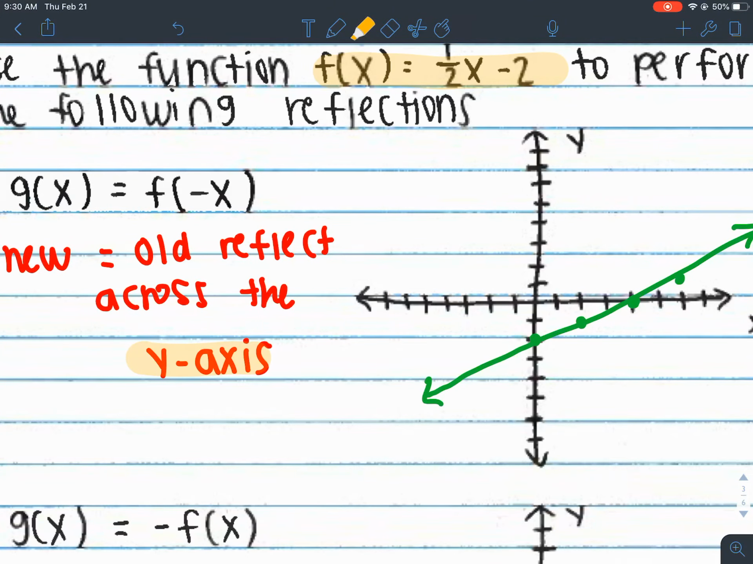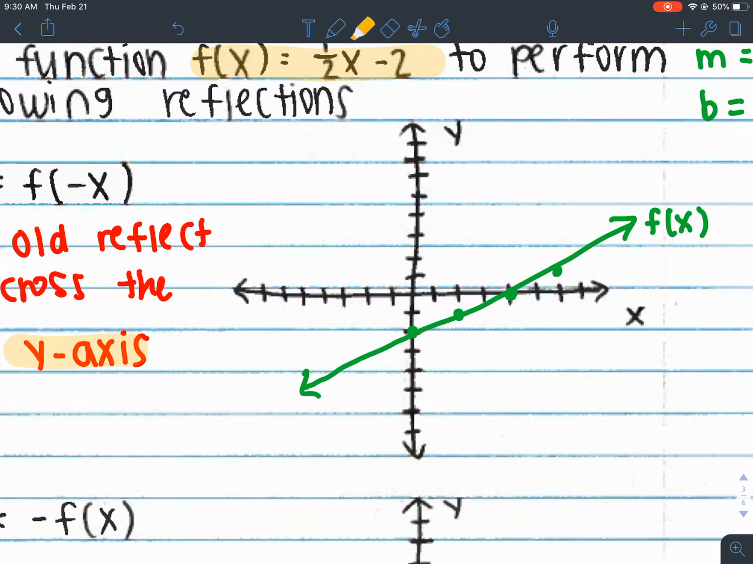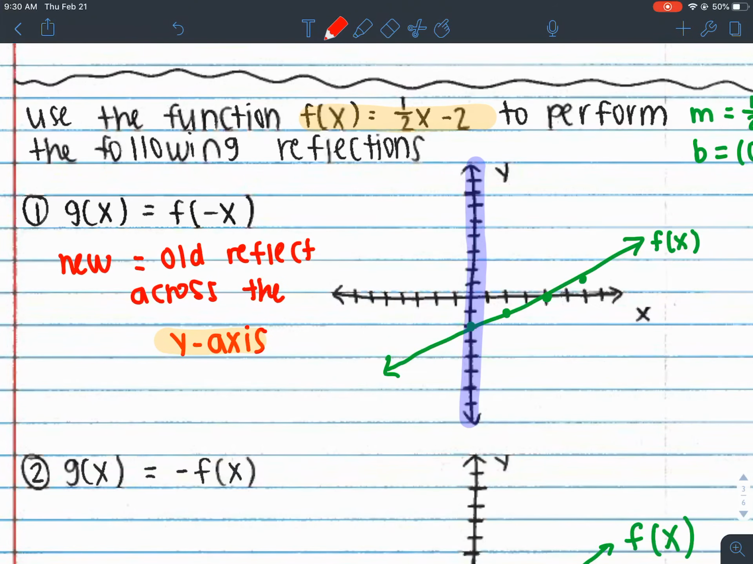Okay, I'm going to highlight the y-axis again. I'm going to highlight my y-axis because I do want to look at that as my reflection point. I'm going to highlight that, and I'm actually going to do a different color. I'm tired of orange. Let's do blue. There we go. Okay, so again, with your points, you're going to reflect them.